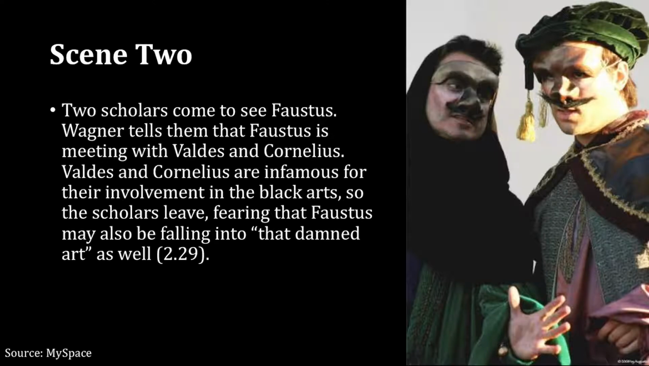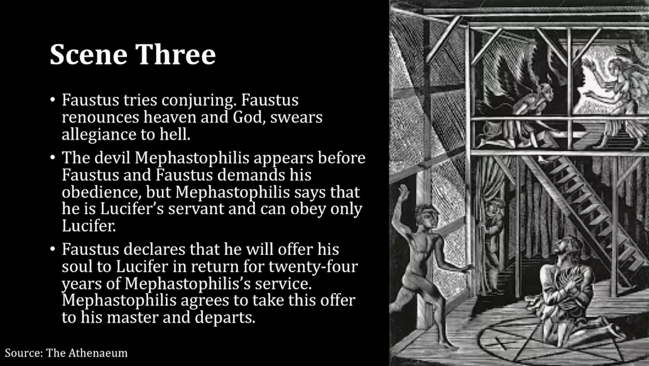Scene 2 commences and the two scholars come to see Faustus. Wagner tells them that Faustus is meeting with Valdes and Cornelius, and Valdes and Cornelius are infamous for their involvement in the black arts. So the scholars leave, fearing that Faustus may also be falling into that damned art as well. Faustus then tries conjuring. He renounces heaven and God, and he swears allegiance to hell.